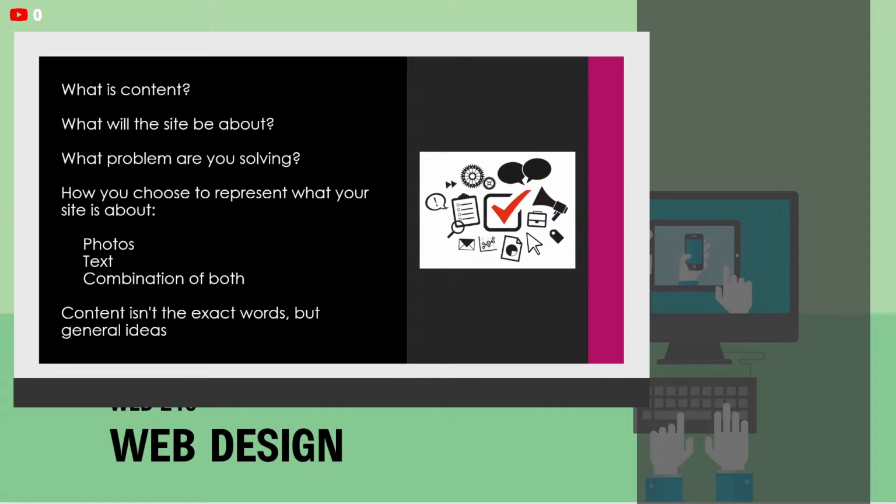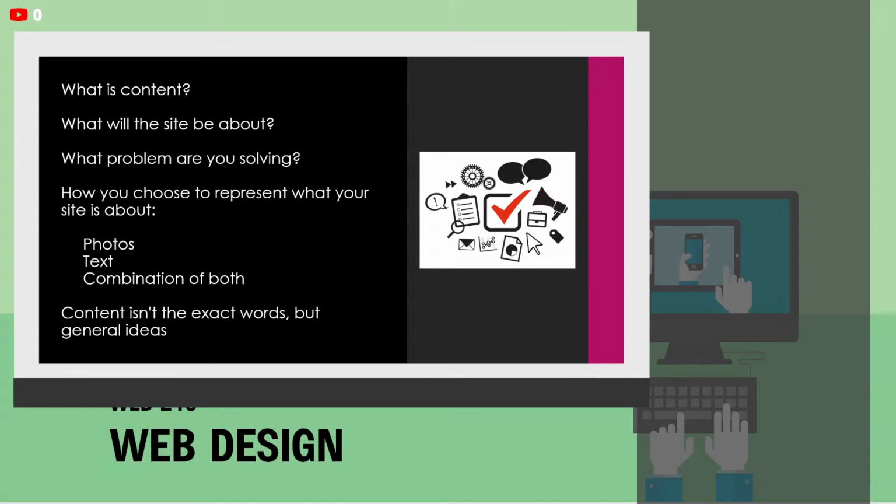But first, let's start off by defining content. When we're defining content, we're essentially talking about what the site will be about. So what is this site about? The key thing to look at there is, what will it be about? I don't necessarily have the exact words that are going to be on the site or the exact pictures that are going to be on the site. There are a multitude of ways that we can represent what our site is about: pictures, video, audio, text, a combination of all of these. But the exact words and the exact pictures and the exact videos don't matter.